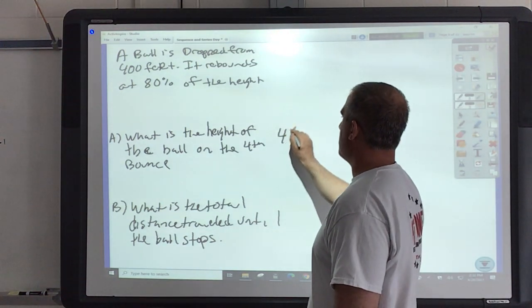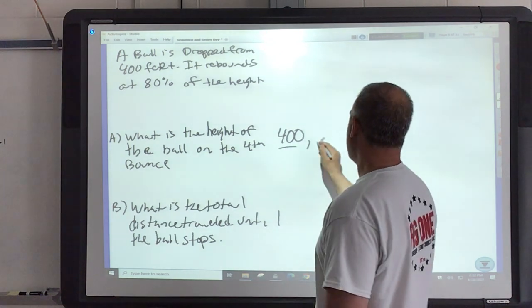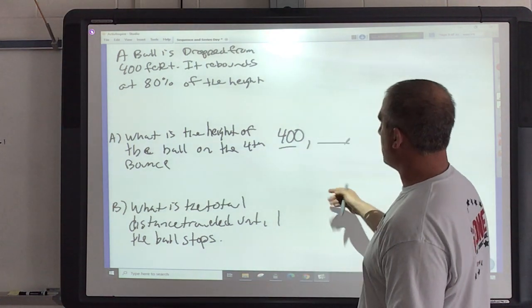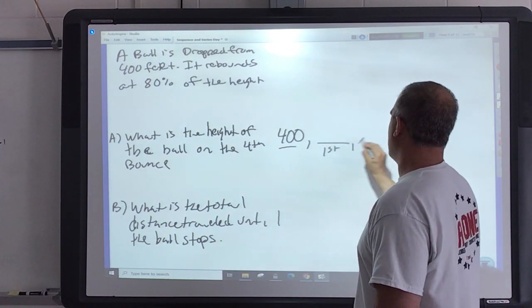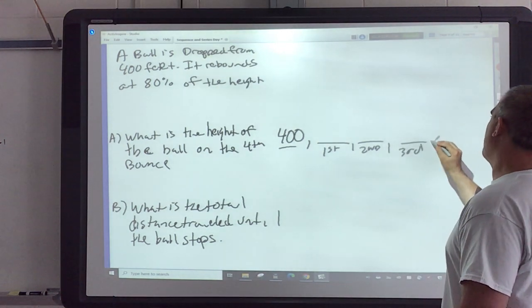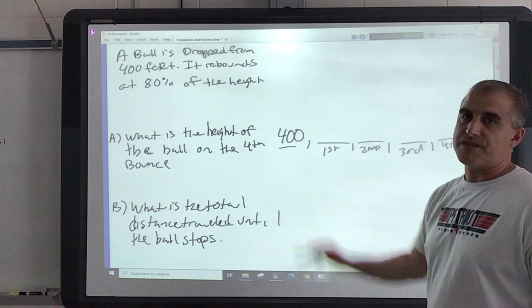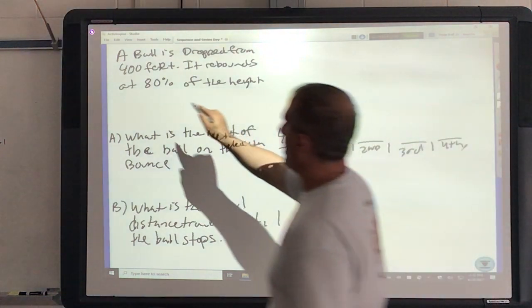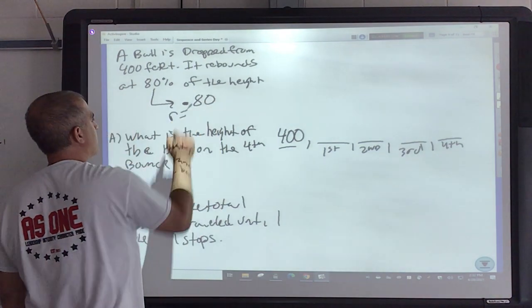So the first term of my sequence is 400, because that's where it starts from. Then when you drop the ball, boom, it hits the first time. This technically is the first, second, third, and then 4th bounce. So make sure you are writing that out correctly. Now, what do you do with this 80%? This is like 0.8, so that's going to be your R.